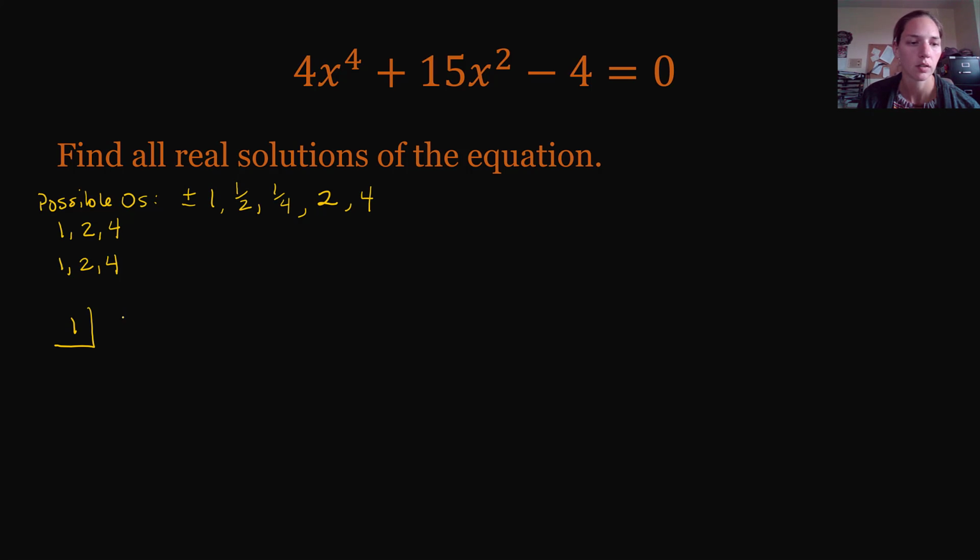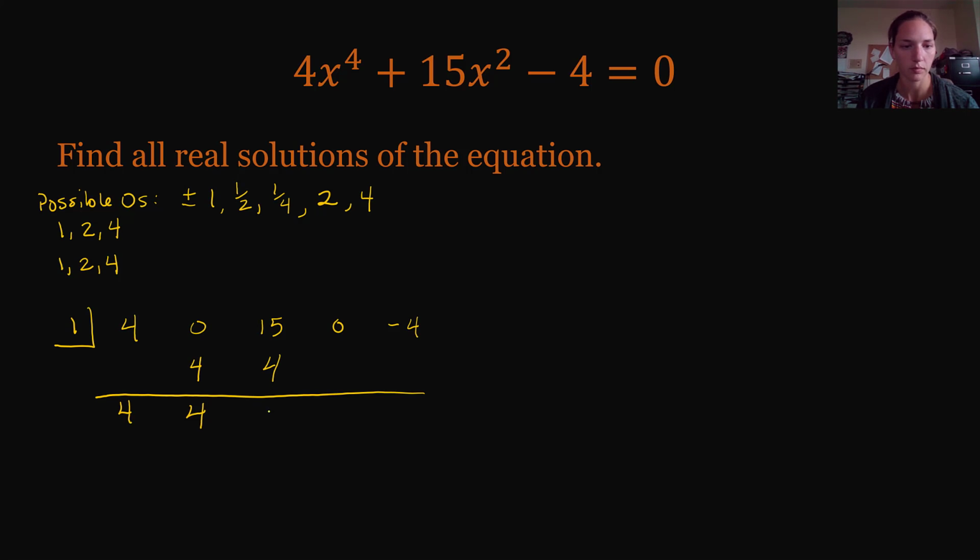If we put 1 in, we've got 4, and then a 0, and then a 15, and then a 0, and then a negative 4. So we bring the 4 down. 4 times 1 is 4. 1 times 4 is 4. 19, 19, 19, 19, 15. That's not 0. Not ideal, right? So we're going to cross that out. 1 doesn't work.